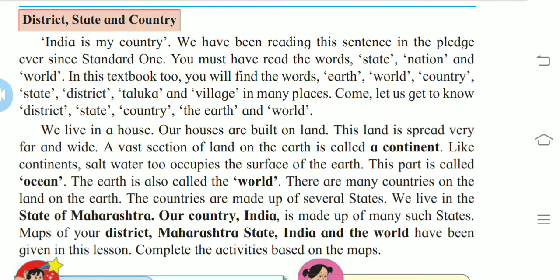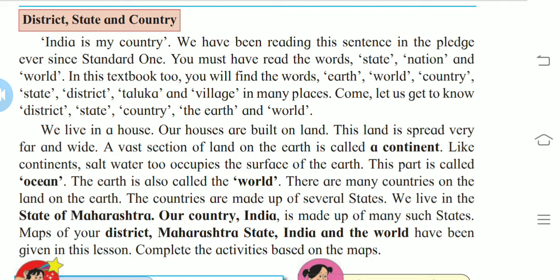We live in a house. Our houses are built on land. This land is spread very far and wide. A vast section of land on the earth is called a continent. Like continents, salt water occupies the surface of the earth. This part is called ocean. The earth is also called the world.